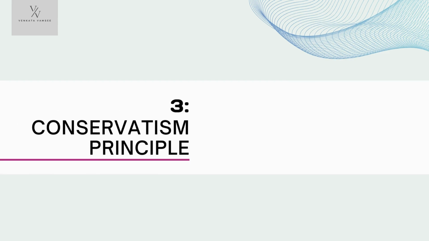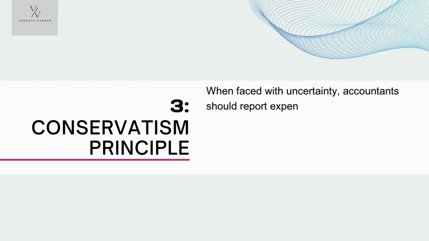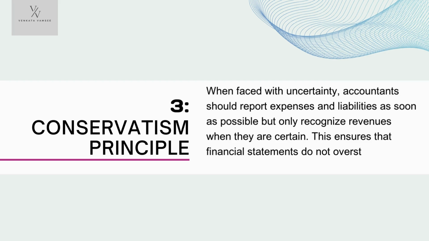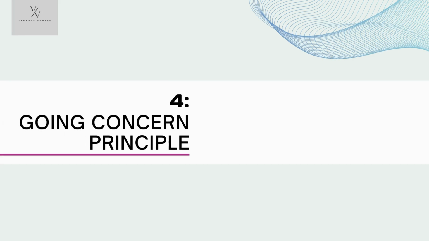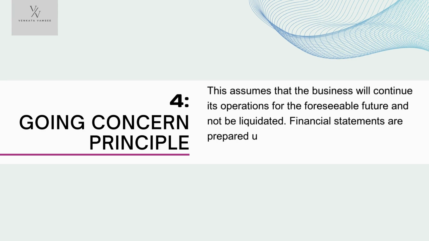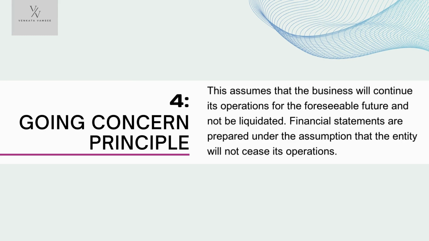3. Conservatism principle. When faced with uncertainty, accountants should report expenses and liabilities as soon as possible, but only recognize revenues when they are certain. This ensures that financial statements do not overstate assets or income. 4. Going concern principle. This assumes that the business will continue its operations for the foreseeable future and not be liquidated. Financial statements are prepared under the assumption that the entity will not cease its operations.